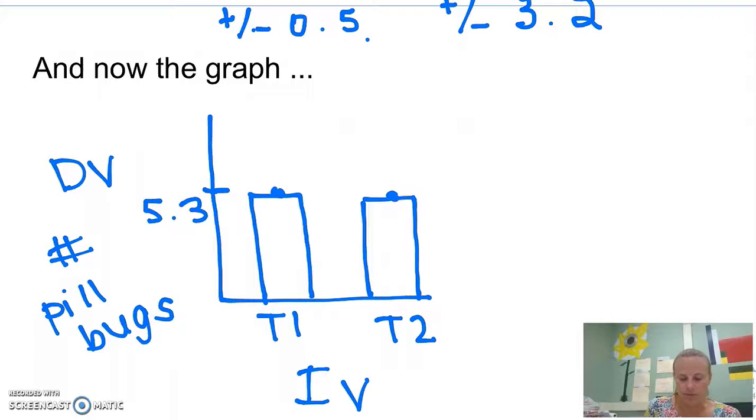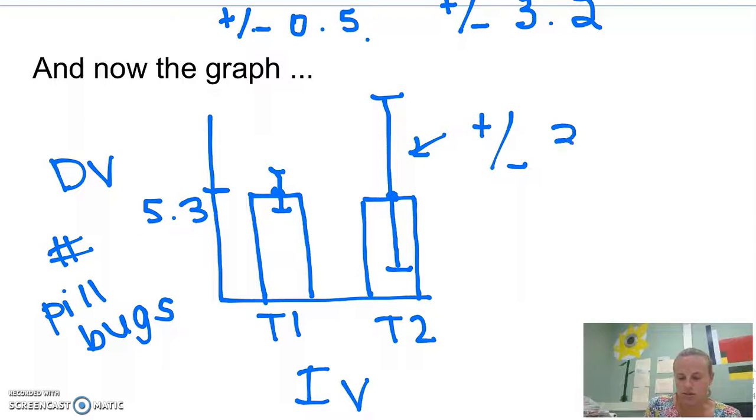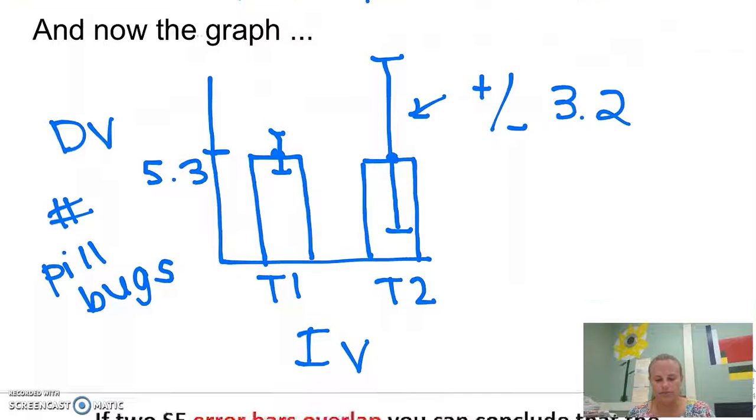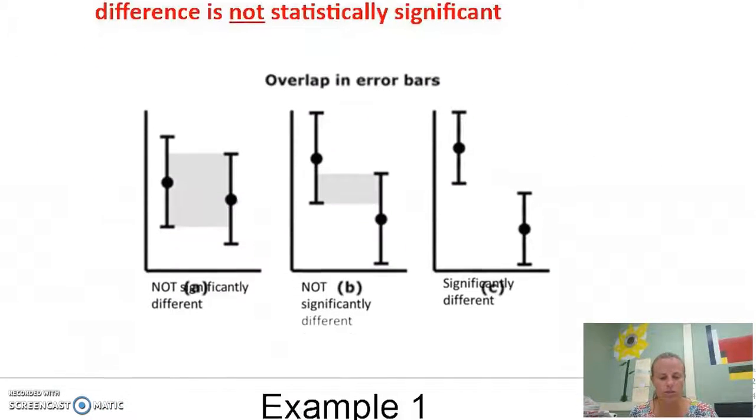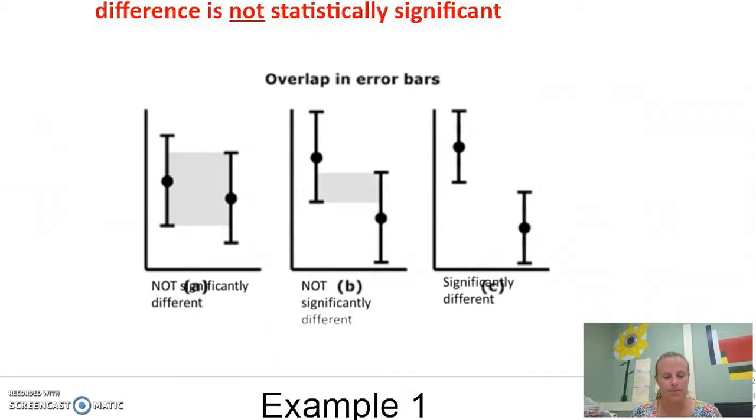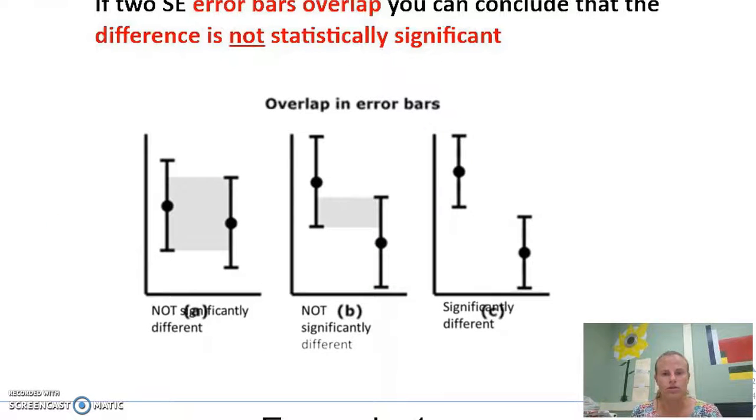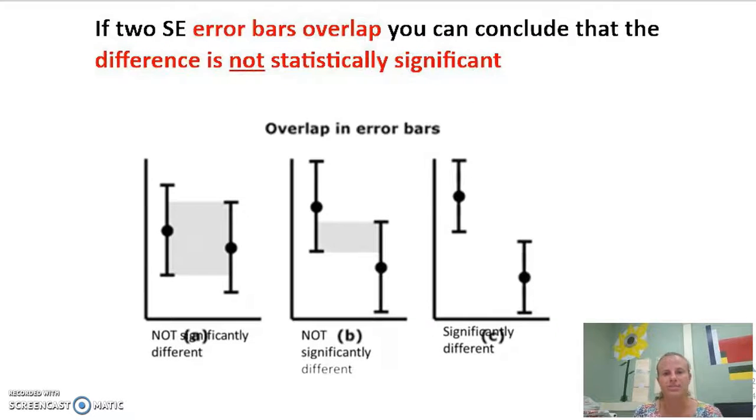But now I need to add my error bars. My error bar for trial 1 is going to be much smaller than my error bar for trial 2, right? Because this one is plus or minus 3.2 something. Nope, these are not drawn to scale. So let's take a look at what error bars mean. If 2 error bars overlap, you can conclude that the difference is not statistically significant. So if we look here, our error bars overlap, and when we look here, our error bars overlap.